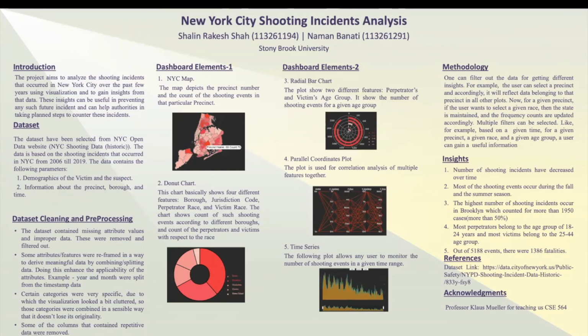We also observed that in terms of housing, the safest places were Manhattan and Staten Island, and the most dangerous place in terms of shooting incidents is Brooklyn.